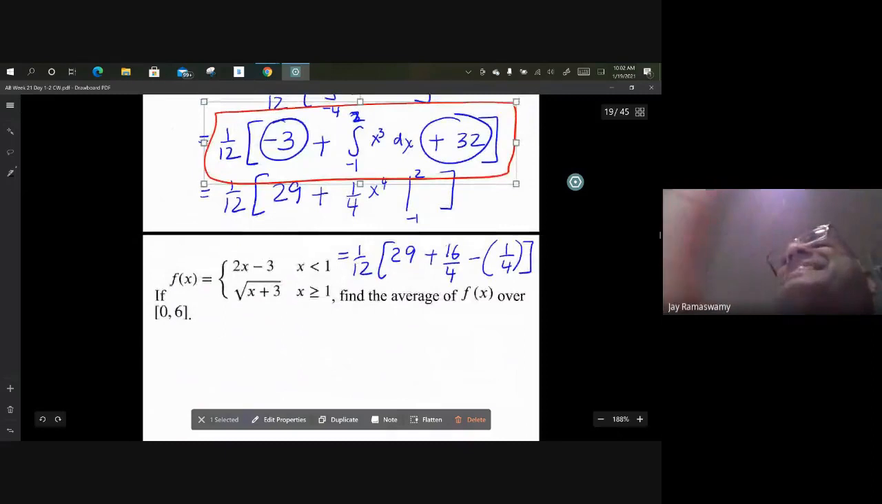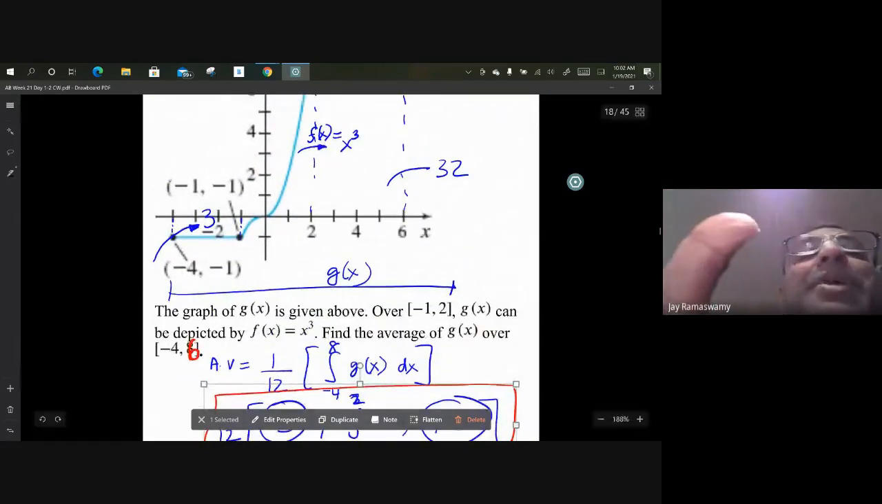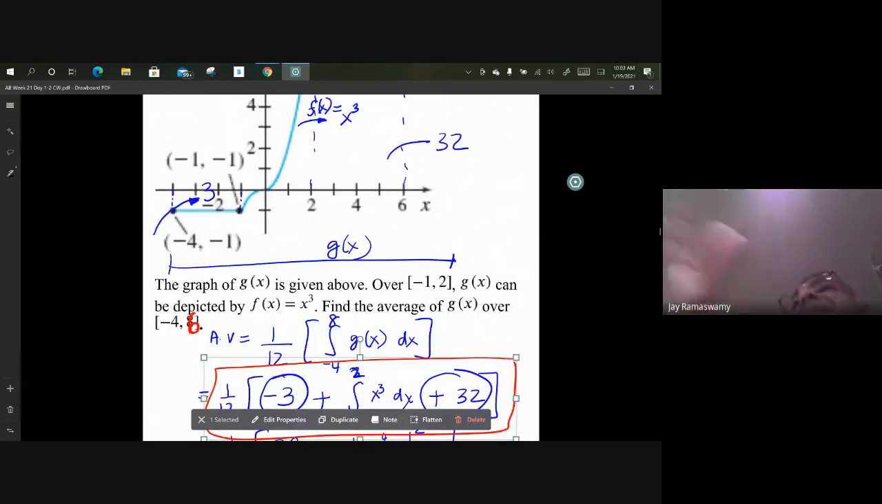Okay, yeah. So there's just a typo in the problem. It was supposed to be -4 to 6, so it'll be 1/10 then, okay? But the algebra, rather, the concept is more important, correct? But thank you for pointing out that error, okay?